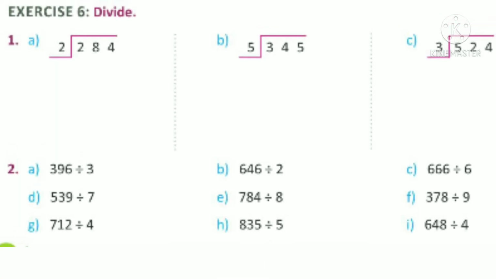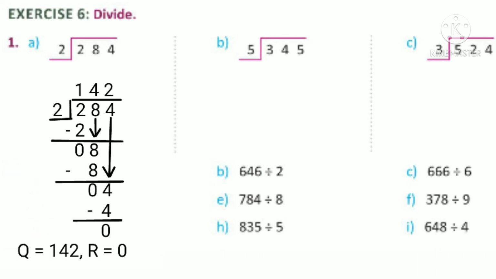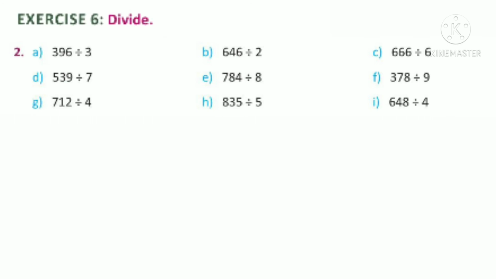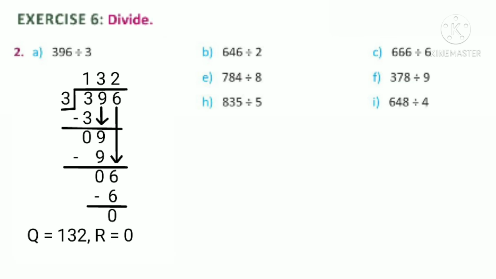Yes, by using this method, we can solve exercise 3, division of a 3-digit number by a 1-digit number. Let's see the first one. You can observe the first digit: 2 ones are 2, second digit: 2 fours are 8, and the third digit: 2 twos are 4. So the remainder is 0, quotient is 142. The second one is also the same method. 3 ones are 3, taking the next number down, 3 threes are 9, and next 3 twos are 6. Then the quotient becomes 132 and the remainder is 0. Similarly, you can solve the remaining questions of this one.